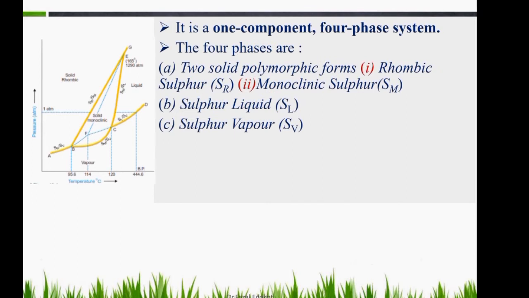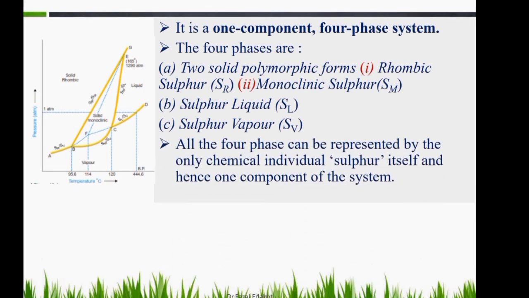So the four phases are two solid polymorphic forms, one is rhombic sulfur, the other is monoclinic sulfur, and along with that, sulfur liquid and sulfur vapor. All the four phases can be represented by a single chemical formula, that is sulfur itself, and hence it is a one component system.